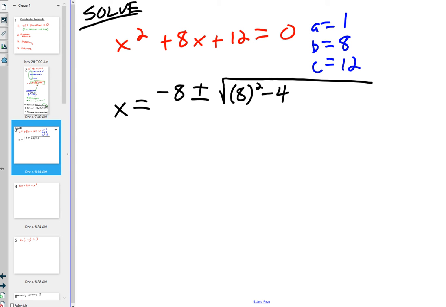Some people ask me, oh, but wait, mister, I'm so confused. I don't see a 4 anywhere. Where'd you get that 4 from? Got it from the formula. It's already there. Formulas are negative 4 is already there.